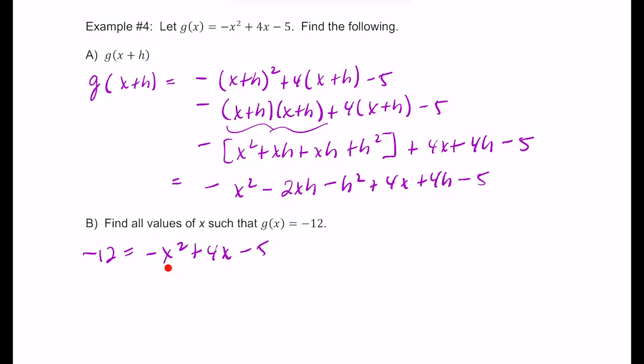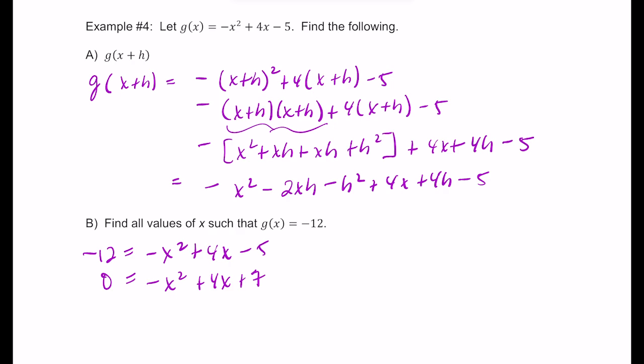Now I have a quadratic equation, which remember you want to make one side equal 0. So I need to move this negative 12 over here. So I'm going to add 12 to both sides. So you would get 0 equals negative x squared plus 4x, and then negative 5 plus 12 is positive 7.